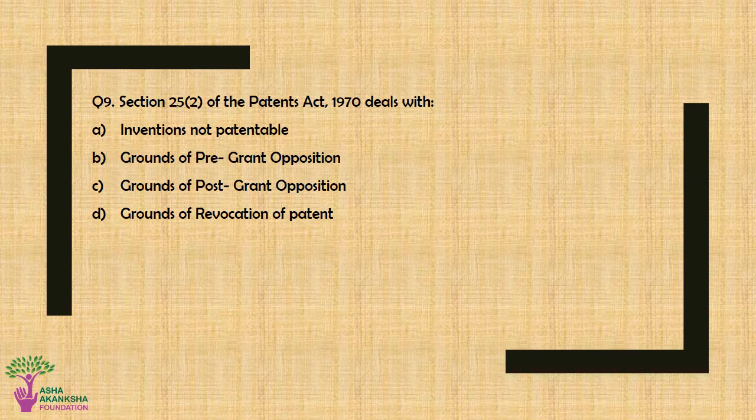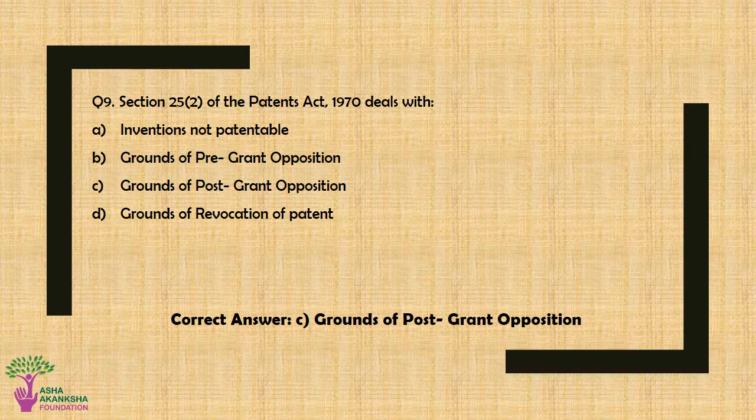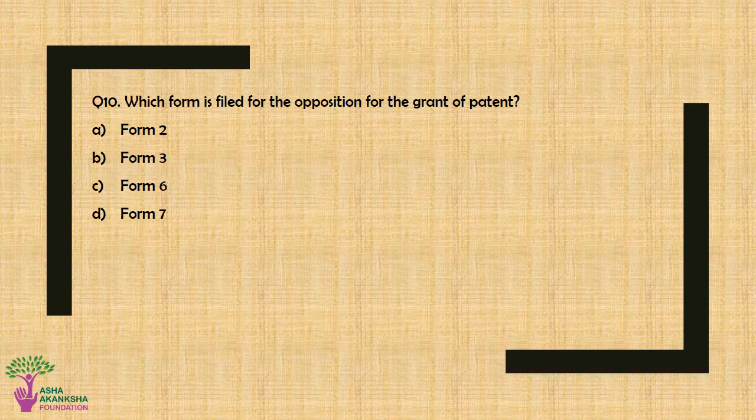Question 9. Section 25, Clause 2 of the Patents Act 1970 deals with Option A, inventions not patentable. Option B, grounds for pre-grant opposition. Option C, grounds for post-grant opposition. Or Option D, grounds for revocation of patent. The correct answer for this question is Option C, grounds for post-grant opposition.